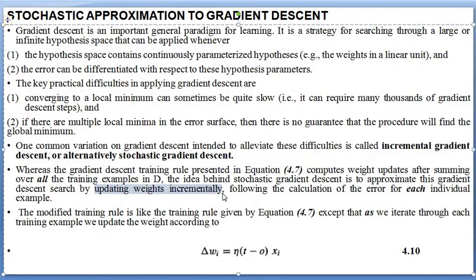Okay, the idea behind stochastic gradient descent is to approximate this gradient descent search by updating weights incrementally. Okay, so previously in gradient descent we were not updating weights incrementally. It is an exponential increase in the weight, which leads to complexity, but here we will update the weights incrementally. If we do anything incrementally, then we will not face any kind of complexity. Okay, so hence the modified training rule for weight updation is given like this. So the difference between equation 4.7 and 4.10 is the summation. We have removed the summation.